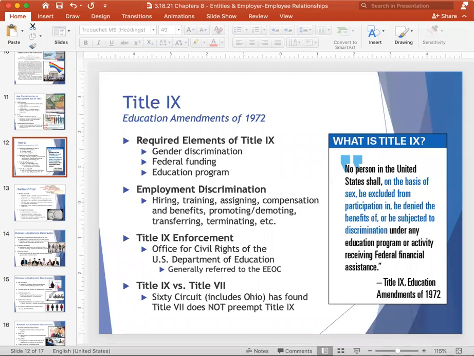As I mentioned previously, Title IX is enforced by the Office for Civil Rights. However, when an employment discrimination complaint is filed, it is usually referred to the EEOC, whereas the Office for Civil Rights will examine any of the claims that are based on discrimination in education programs, such as student athletes or students who have differential access to education programs.